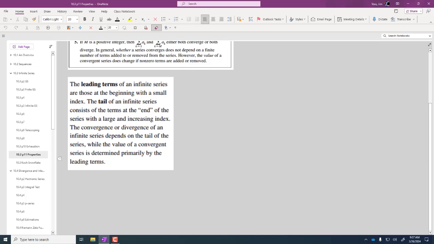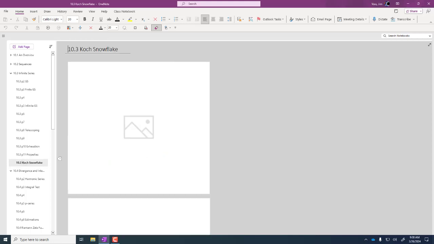The leading terms are those with small index values. The tail, you know, it's the end of the series. They have large and increasing index values. The convergence or divergence depends on the tail. What it converges to depends more on the leading terms, because those tail terms are going to 0.